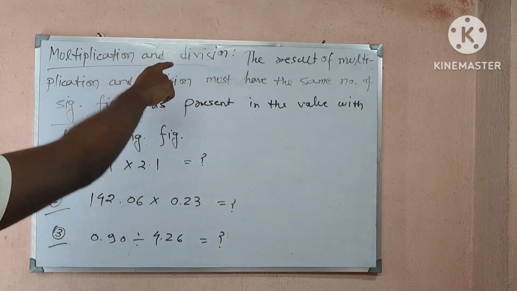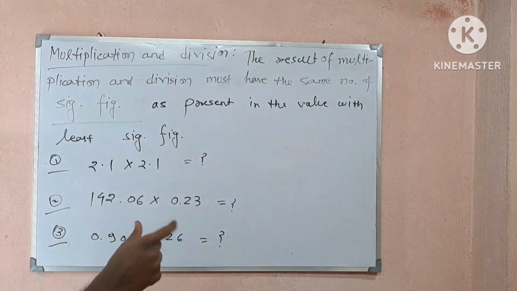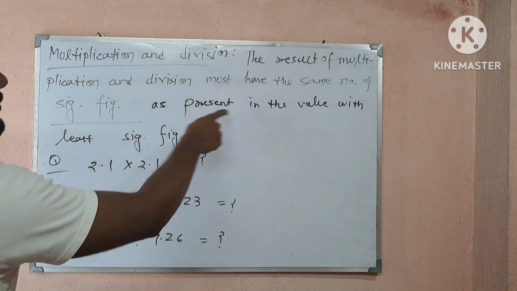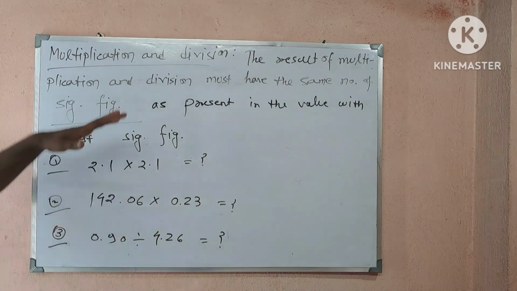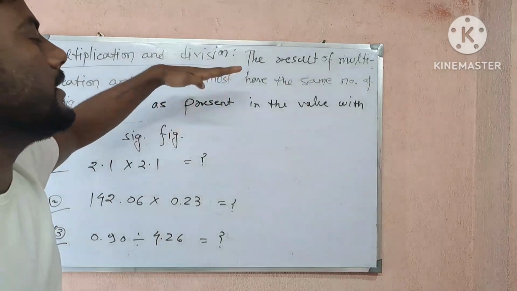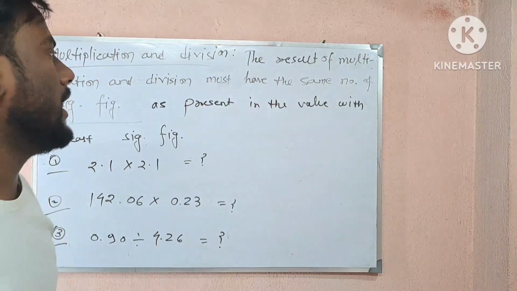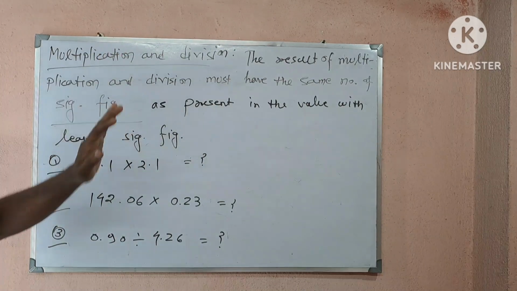For multiplication and division, the rule is: the result of multiplication and division must have the same number of significant figures as present in the value with the least significant figures. So what is the meaning of that rule? For addition and subtraction, the rule was to find the least number of decimal places, and here you have to find the least number of significant figures.